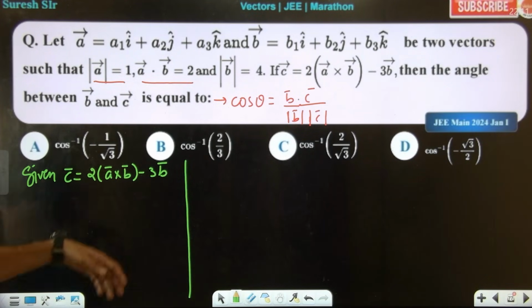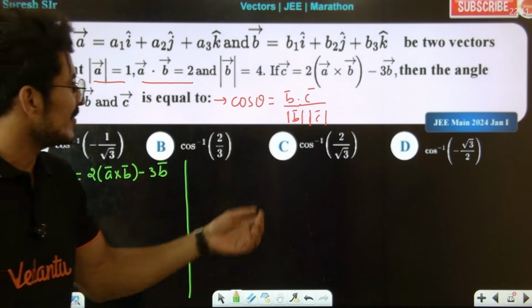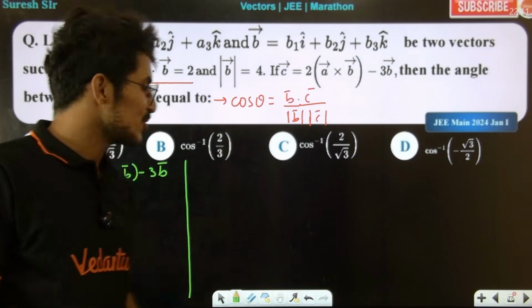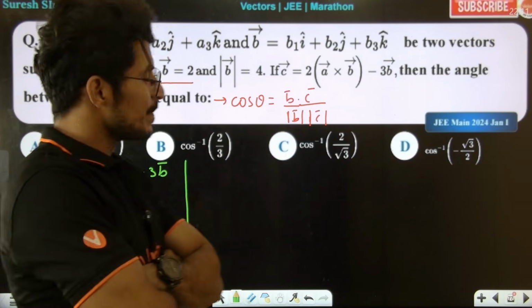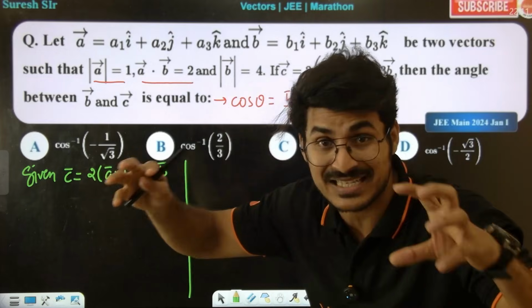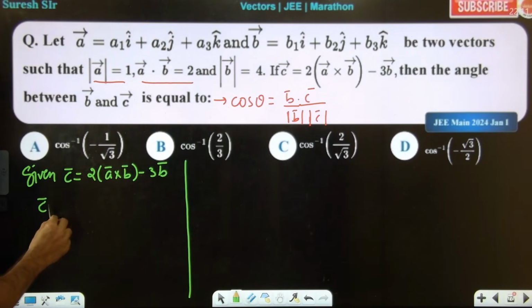Why, sir? Because I do not know the A vector and B vector. If I do not know A vector and B vector, definitely C vector we do not know. Yes or no? So now we just have to do something interesting here. Let us take dot product with A on both sides.